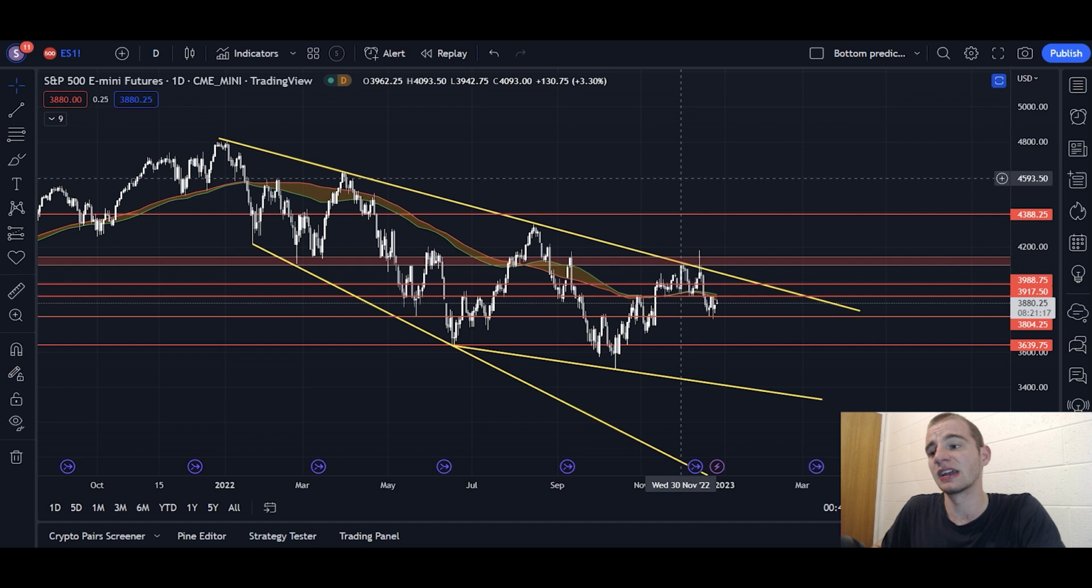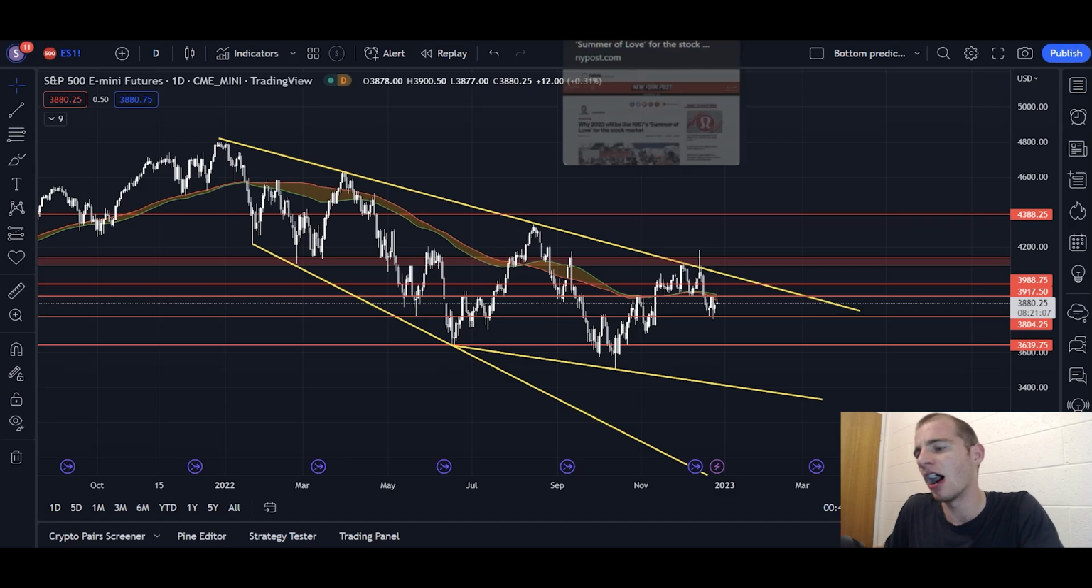Now, look, that doesn't mean it can't happen, but generally speaking, you invest with the trend until it ends. And the trend at this point in time is that interest rates are rising, therefore the market will go down. The stock market will go down. But I do want to point out the fact that there are arguments against this.